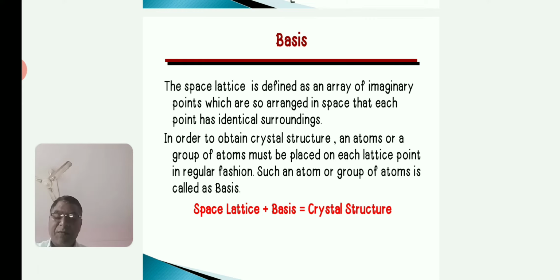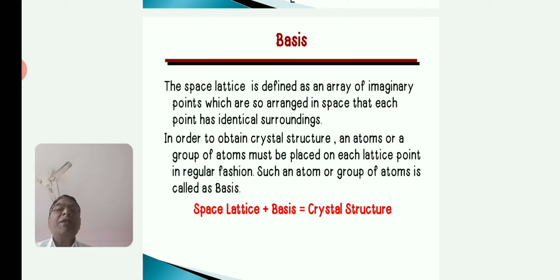This is the definition of basis, isn't it? And the basis acts as a building unit or structural unit for the complete crystal structure. Thus, a lattice combined with basis generates the crystal structure. Mathematically, it is expressed as space lattice plus basis, that is called crystal structure. This is the definition of crystal structure.